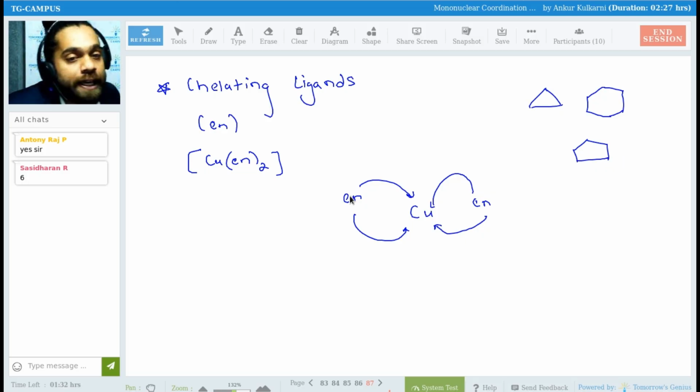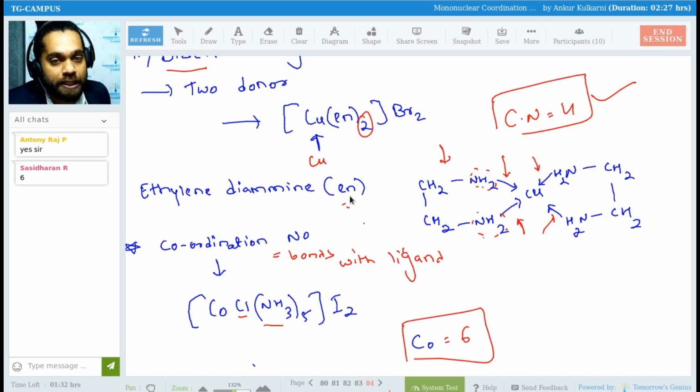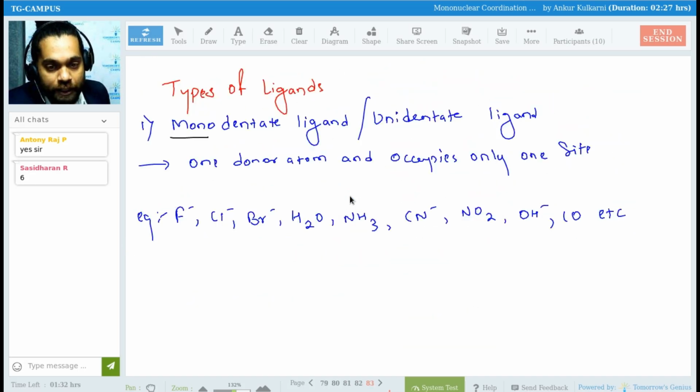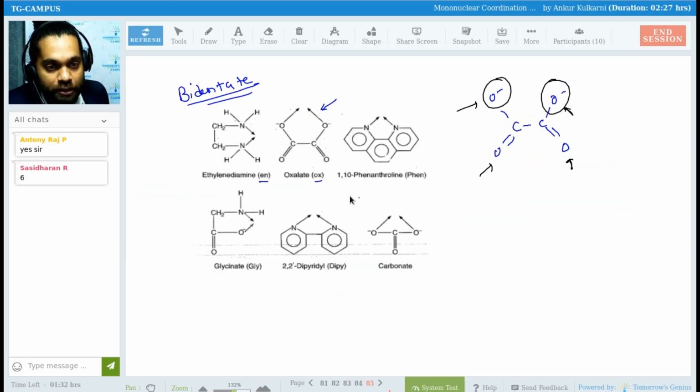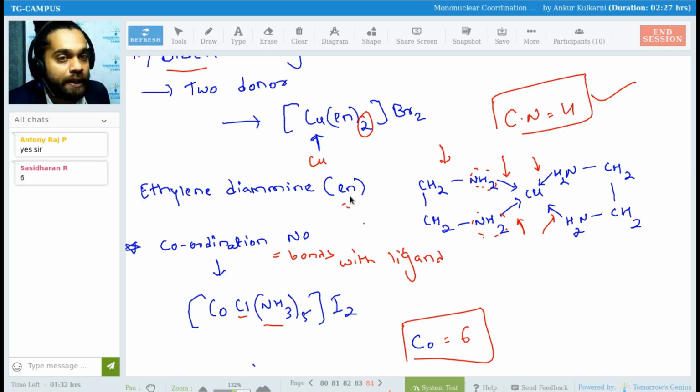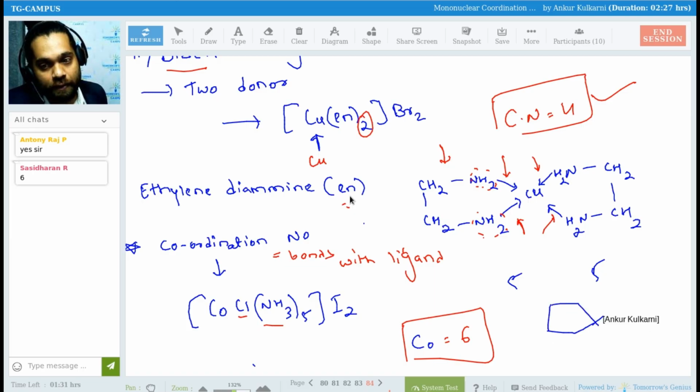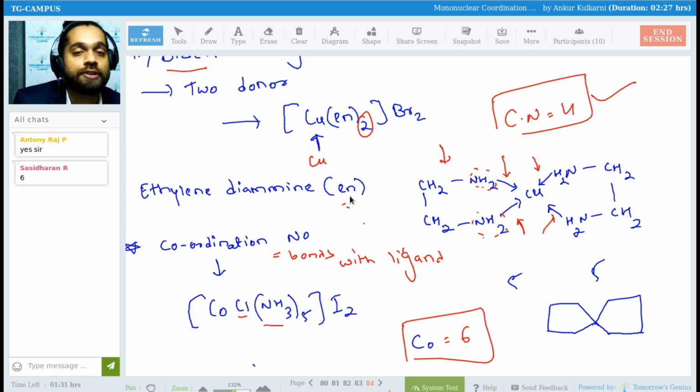Even in CuEn twice, we have seen the structure. Isn't it forming a cycle? 5 membered and 5 membered together. Getting the point? It is like this. Isn't it like this? 2 cyclic structures.